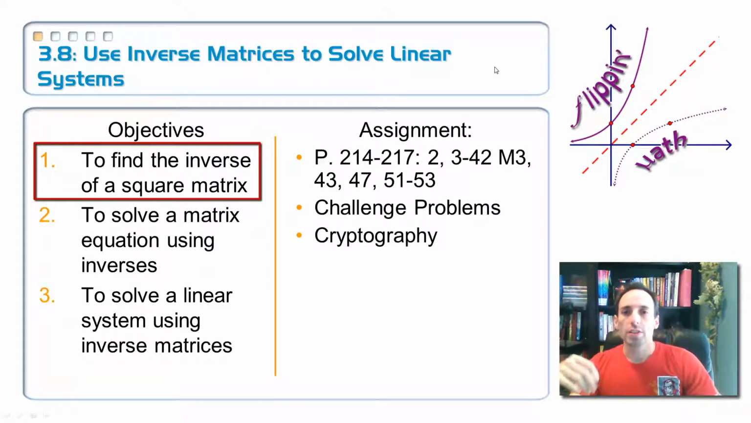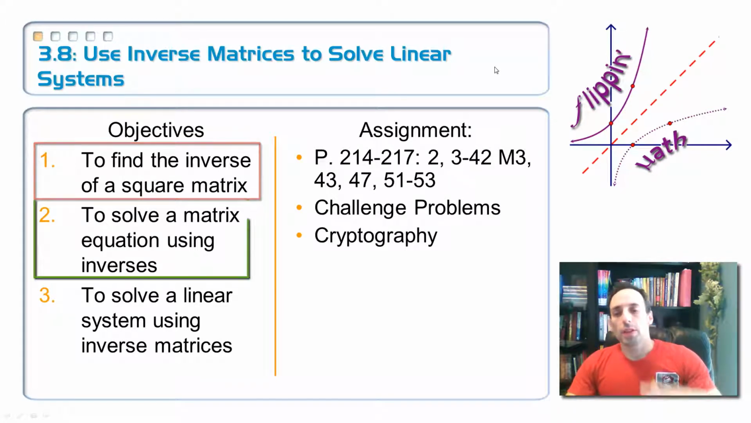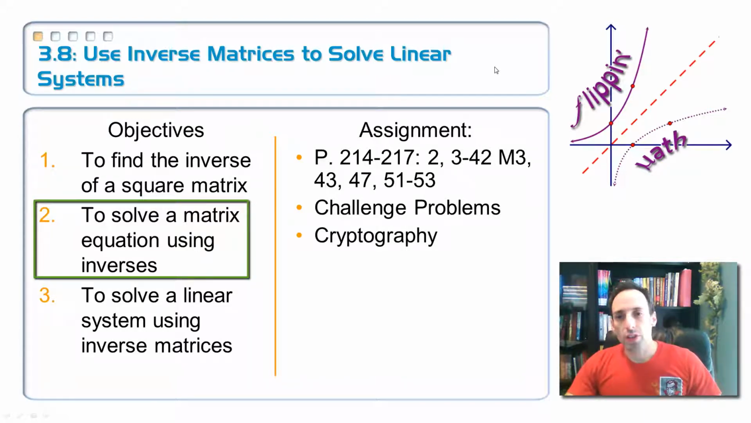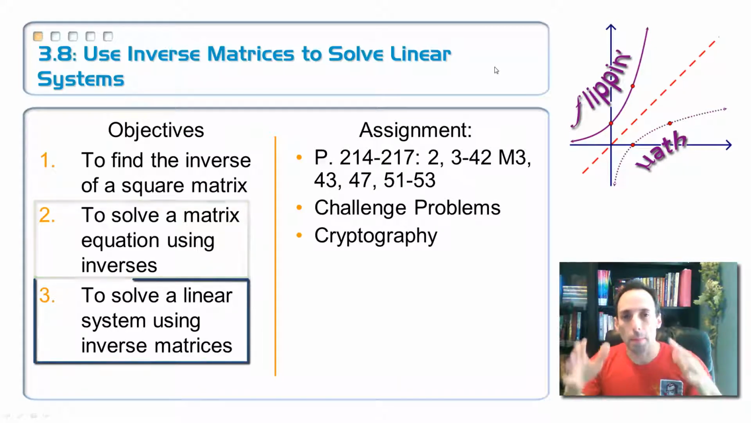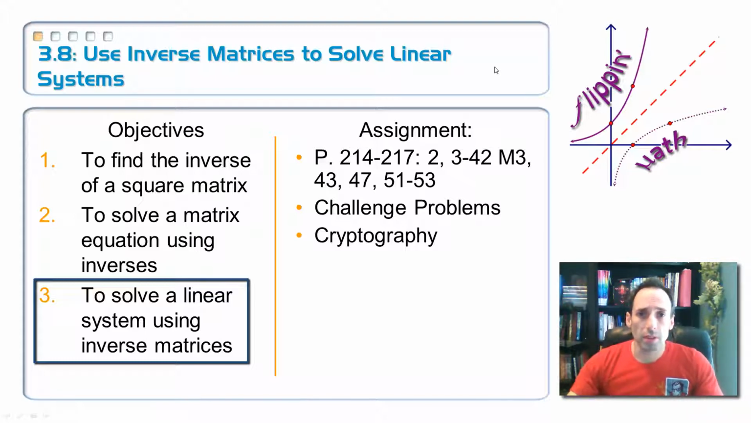So our objectives, there are three of them. The first one, to find the inverse of a square matrix. Now we've talked about this word inverse before, and inverse in mathematics means something that undoes something else, like the inverse of, say, dividing is multiplying. The second objective, we're going to solve a matrix equation using inverses, which is like the title of this lesson, and then actually apply it on objective 3 to solving a linear system of equations, which is what we did in Cramer's rule, but you might even like this method even better.